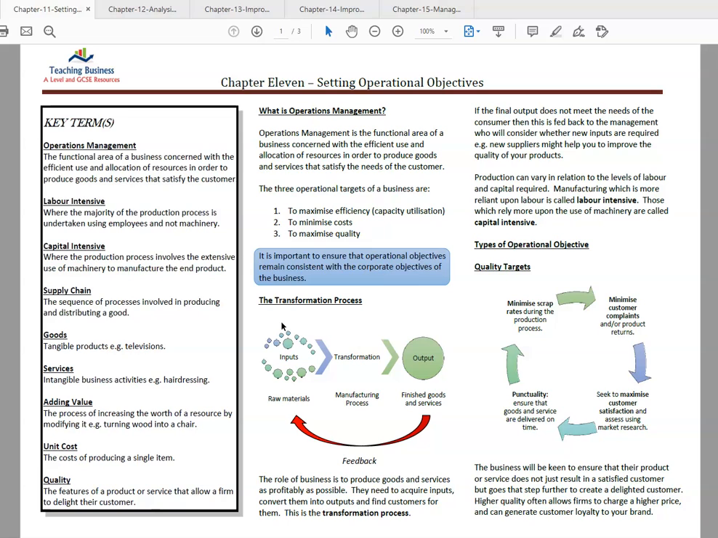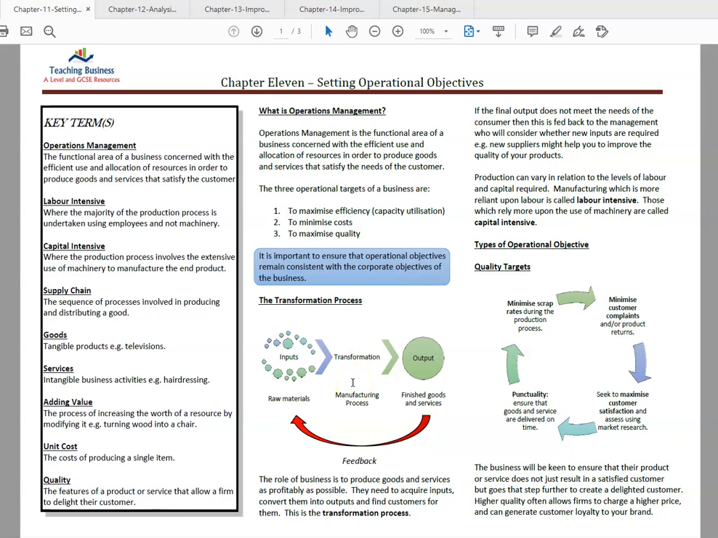So what does operations management do? They take the inputs, the individual inputs, and they add value through their transformation, through the manufacturing process, to produce finished goods. So it's this transformation process that the operations department are involved in.